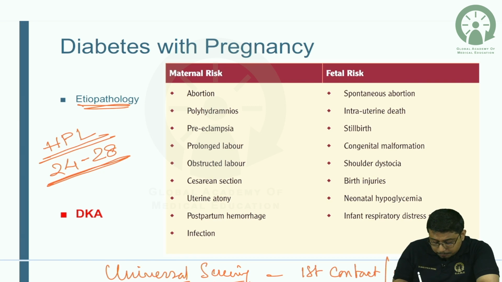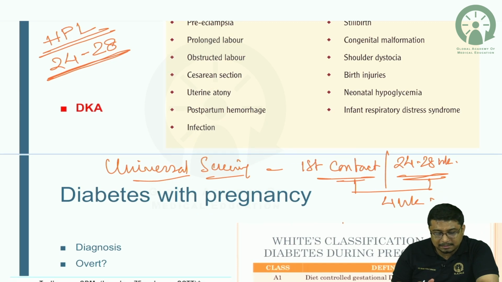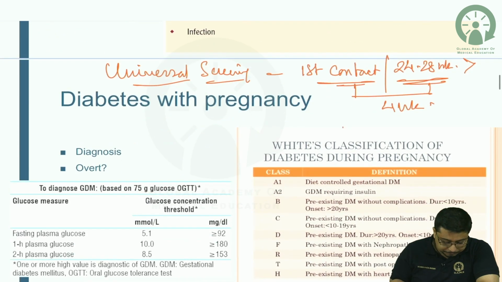Now remember, there should be a 4-week gap between these two. So if you are doing the first test at say 20 weeks, the next test can be at 24 weeks. But if you are doing the first test at 23 weeks, then the next test should be done at 27 weeks. If it is done at 24 weeks, the second test is to be done at 28 weeks. If you are doing it at 26 weeks, the second test has to be done at 30 weeks. But if the first test is beyond 28 weeks, like 29 weeks, then there is no need for a second test.